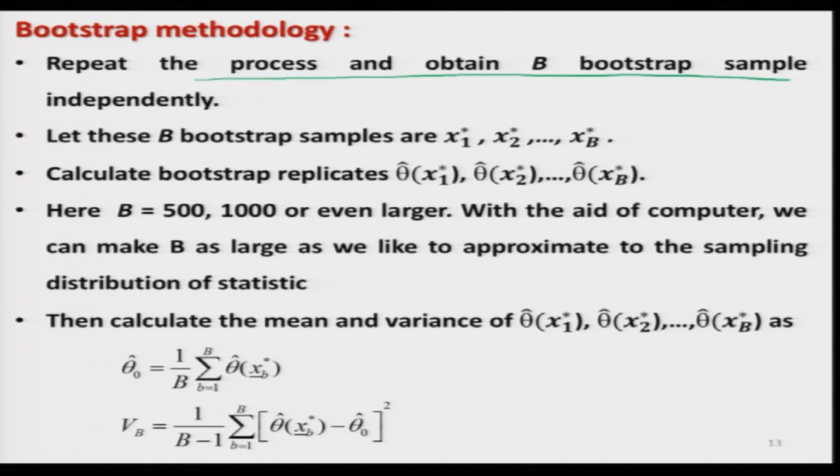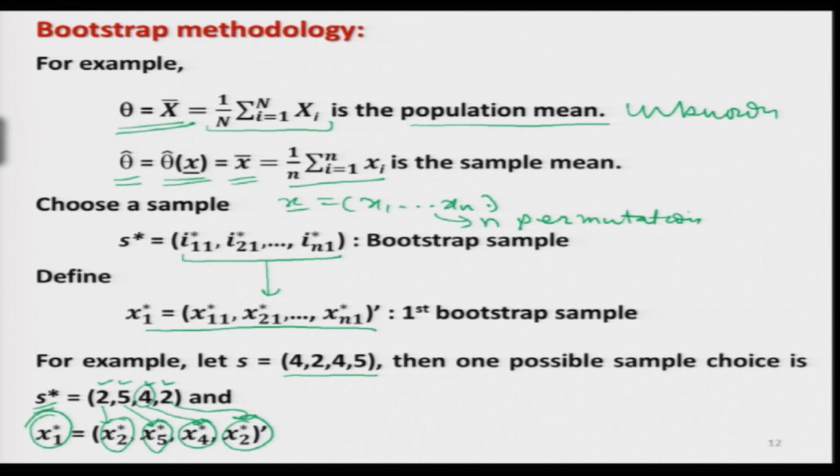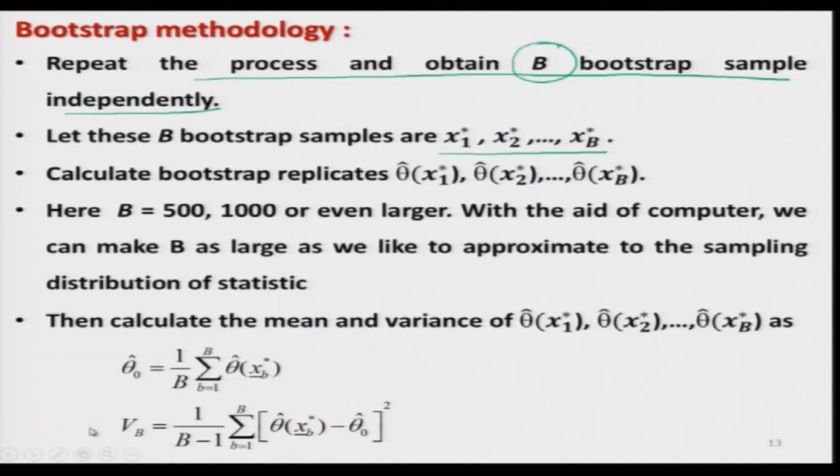Suppose we repeat it capital B number of times, and we obtain B bootstrap samples independently. These bootstrap samples are denoted as x1 star, x2 star, up to xb star. You can see here the symbol x1 star; this indicates the first sample. So whatever process I have explained here can be repeated capital B number of times, and we can obtain x1 star, x2 star up to xb star.